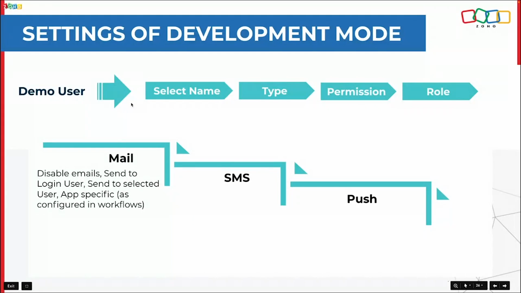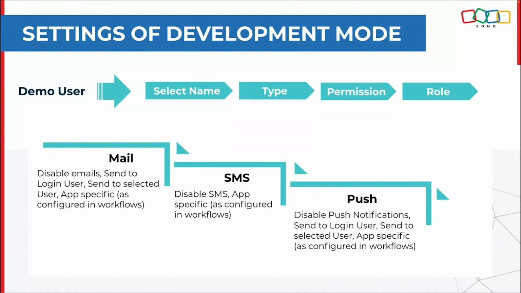Other than that, we have the option to configure notification settings in the development live. We have mail notifications, SMS notifications, and push notifications in Creator. Sometimes the development environment will be only used for testing, so we may rarely need notifications to be triggered while the app is being tested. This section allows you to maintain the email notifications, whether you want to disable them, send them to the logged in developer, send them to a selected user who is managing the notifications, or just leave it as per the app specific workflows.